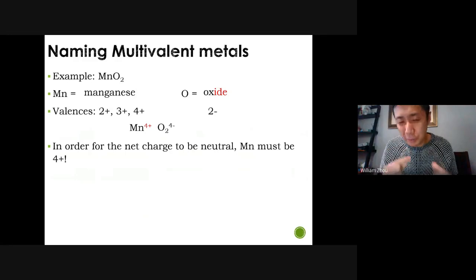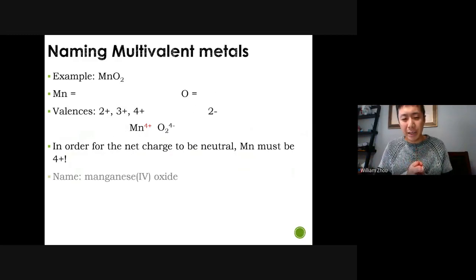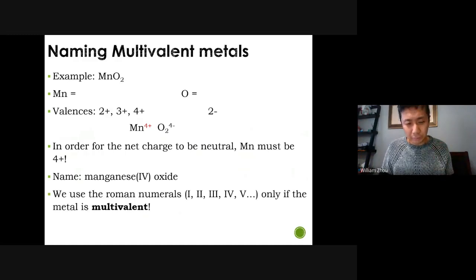So this is a little mental math that you have to do to figure out which charge we have. And you pick the correct one. And 4 is IV in Roman numerals. So let's get ready to put this together. So you have manganese(IV) oxide. You must have the 4. If you have manganese oxide, you're not being very specific. I don't know which manganese you're referring to. So please make sure that for all multivalent metals, use the Roman numerals.